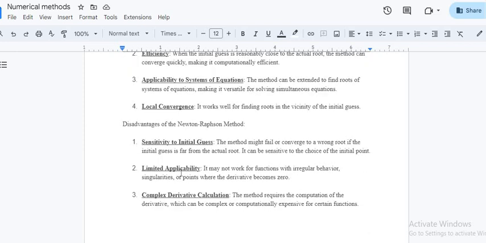But there are some disadvantages of this. Obviously, if your initial guess is not correct, you may not be converging. You may not get a very accurate root value of the function. So the sensitivity to the initial guess is one of the disadvantages of the Newton Raphson method. But one can go for a number of iterations, so one can have a convergence towards the root. Okay, thank you.